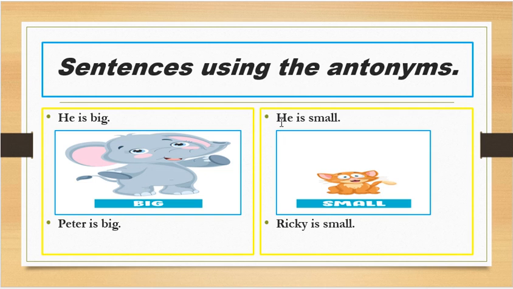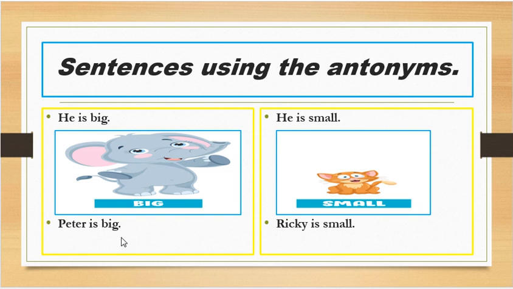Next we have he is big. He is small. So shall we say this is a boy? We can say he is big. Or you can say Kaiwit is big, not small. So we can change the he into a name. So Peter is big. You compose a sentence: Peter is big and Ricky is small.